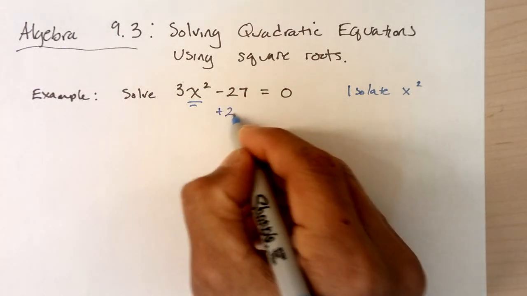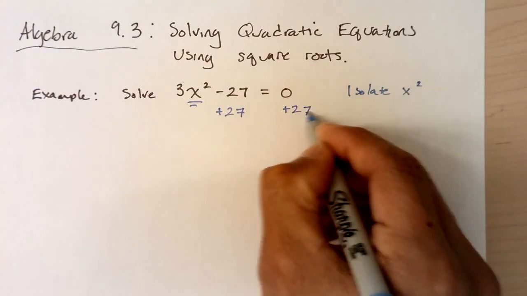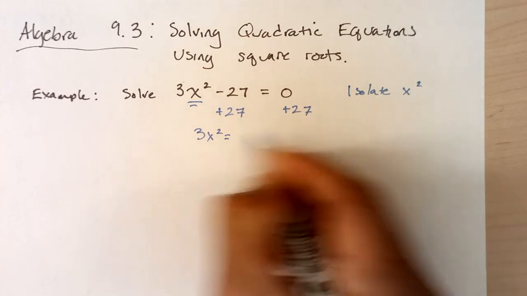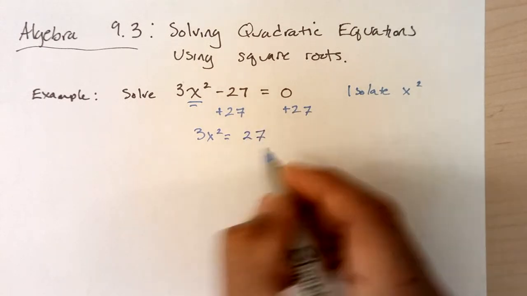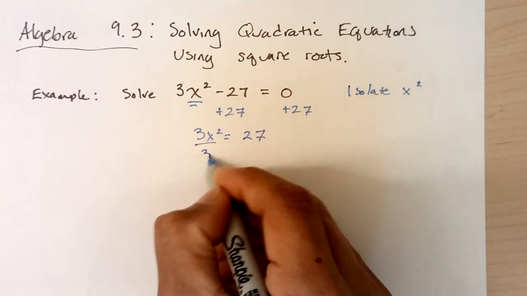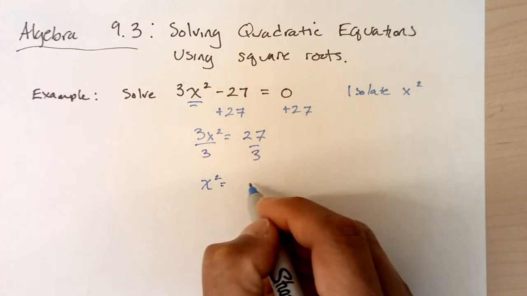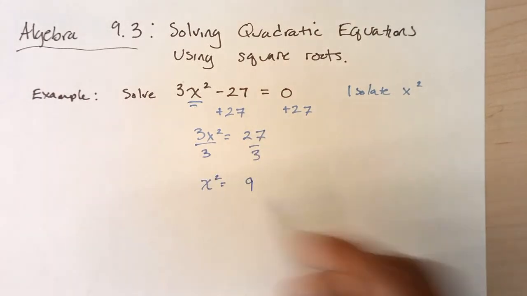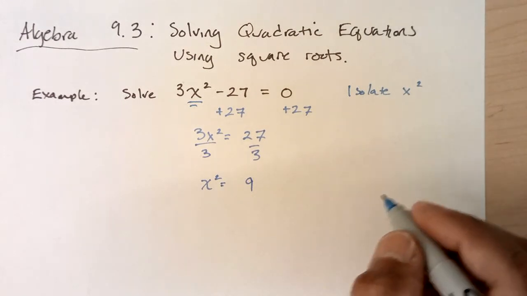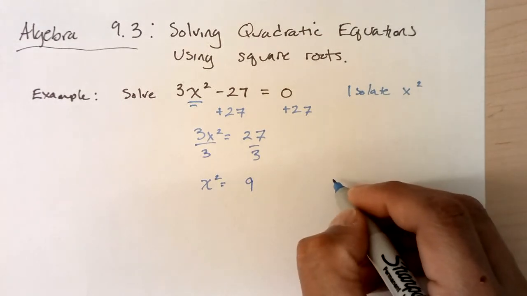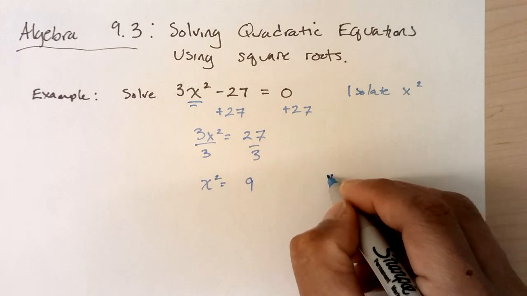We could add 27 to each side. Then it's 3x squared is equal to 0 plus 27, which is 27. To isolate x squared, divide each side by 3. Then x squared is equal to 27 divided by 3, which is 9. Now we need to undo the square. So we undo the square by taking the square root. That undoes a square, but take the square root of each side.